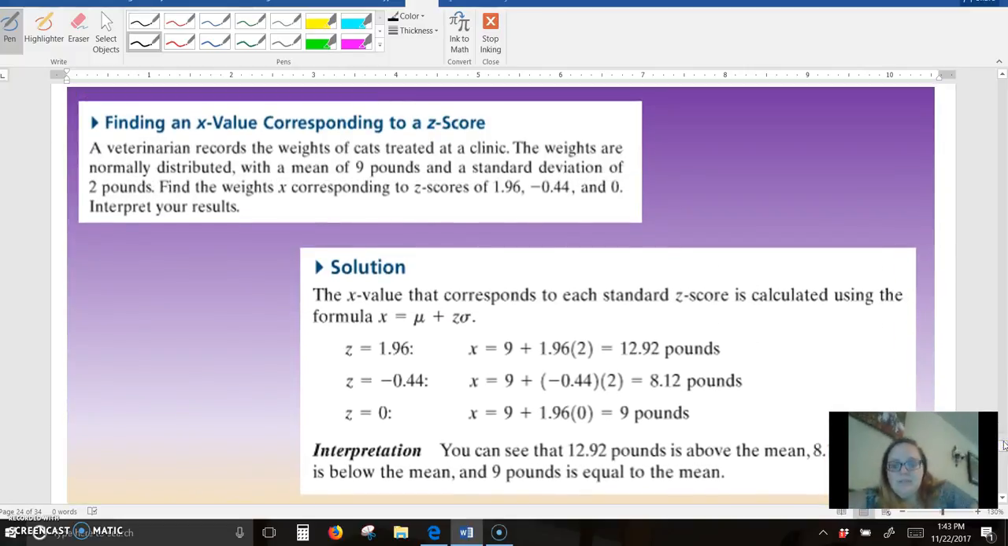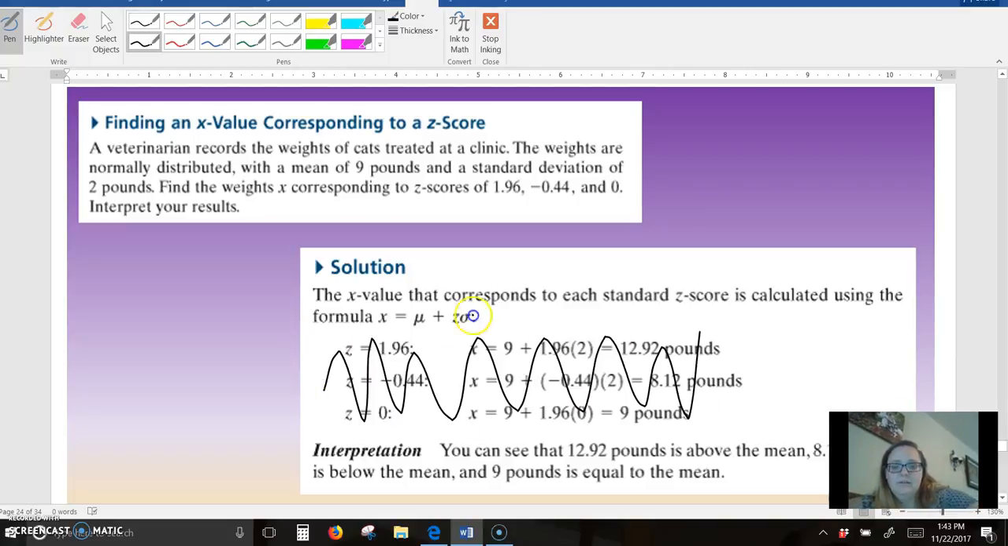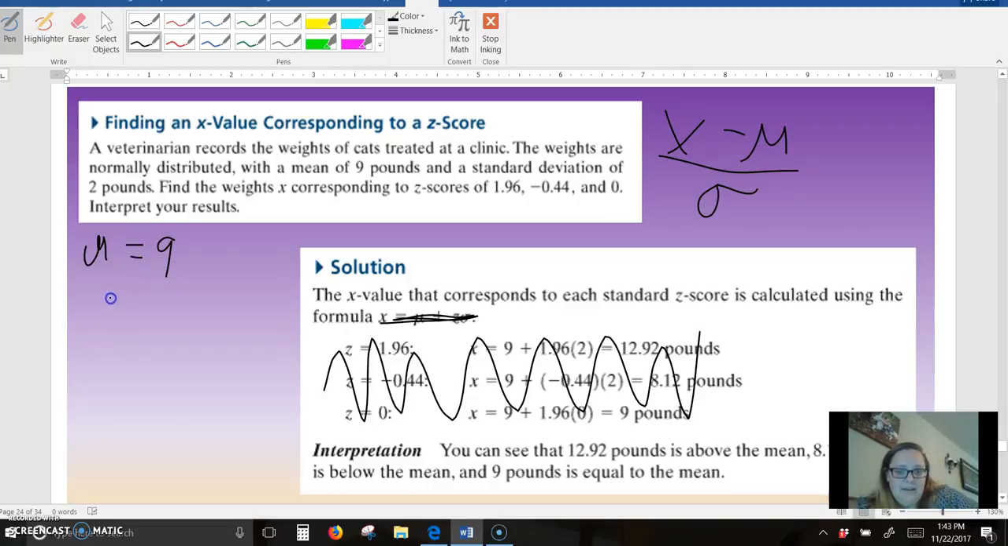All right, let's look at this. I don't want you to learn another formula. Our formula is z equals x minus mu over standard deviation. A veterinarian records weights of cats at the clinic. The weights are normal, the mean is 9, and the standard deviation is 2. We want to find these z-scores. This is the formula for z, and we're going to go backwards.